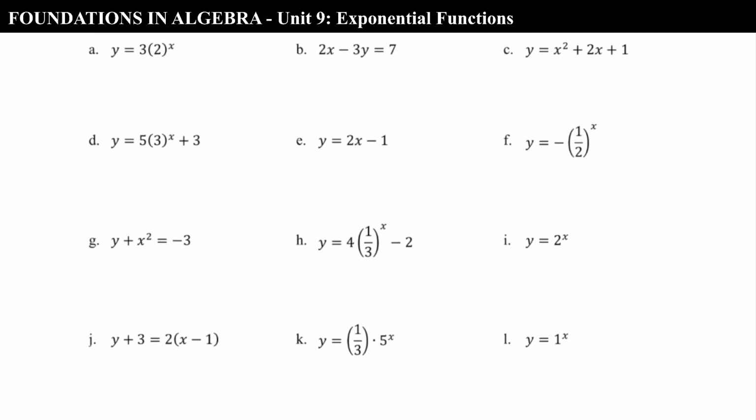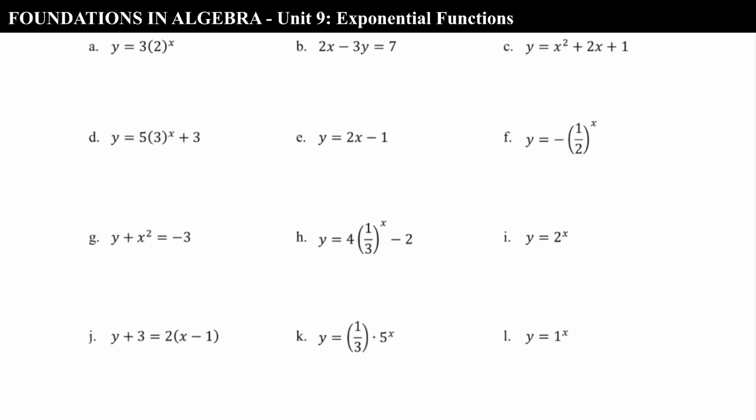So in A here, we have a variable in the exponent. So since there is a variable in the exponent, it is exponential. In B, there is no variable in the exponent. In fact, there are no exponents at all, so this is not exponential. For C, we have an exponent, but the exponent is 2. We have an x squared, so this one is not exponential. In D, we do have a variable in the exponent. We have 3 to the x, so it is exponential. For E, no exponent, so certainly not exponential.